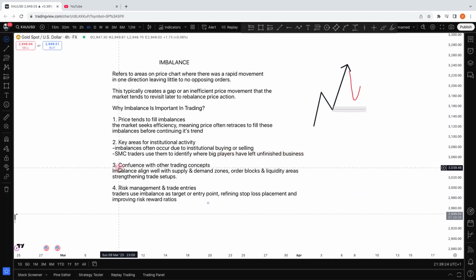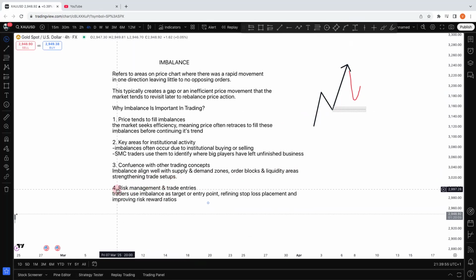So the number three thing here is it adds imbalance as confluence with other trading concepts. Like I already said, if you have an order block that is preceded by an imbalance, it means that order block is very valid, right? So you use this order block as a confluence with other concepts, so you can take quality trades, right? Imbalances align well with supply and demand zones, order blocks and liquidity areas, strengthening trade setups. It makes our setup more reliable, right?